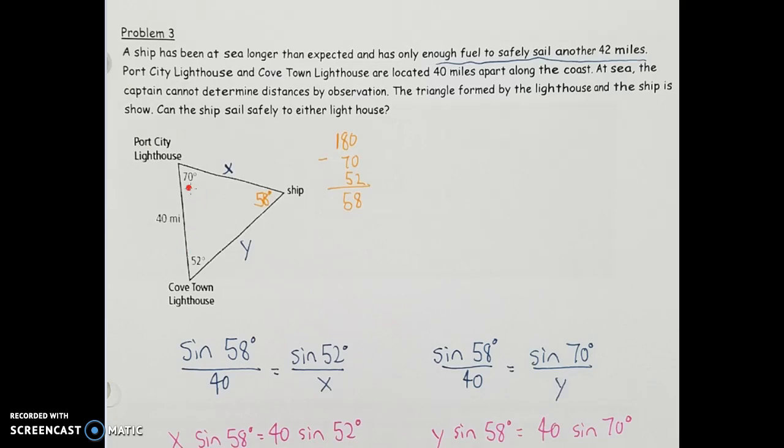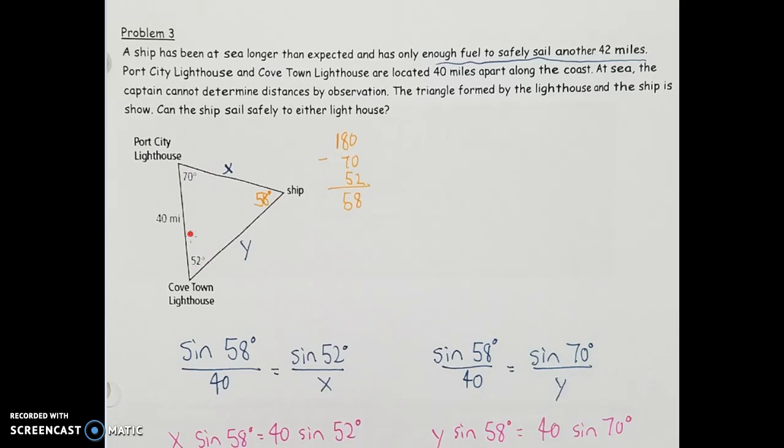At sea, we can't determine distances by observation, but what we do know is that there's a 70-degree angle between the ship and Port City. Ship, Port City, and Covetown. And there's a 52-degree angle formed by those two distances and the ship. So using this drawing, we should be able to figure out which city, if either, I can sail to. And I just labeled that X and Y, although we could name those variables anything we want.